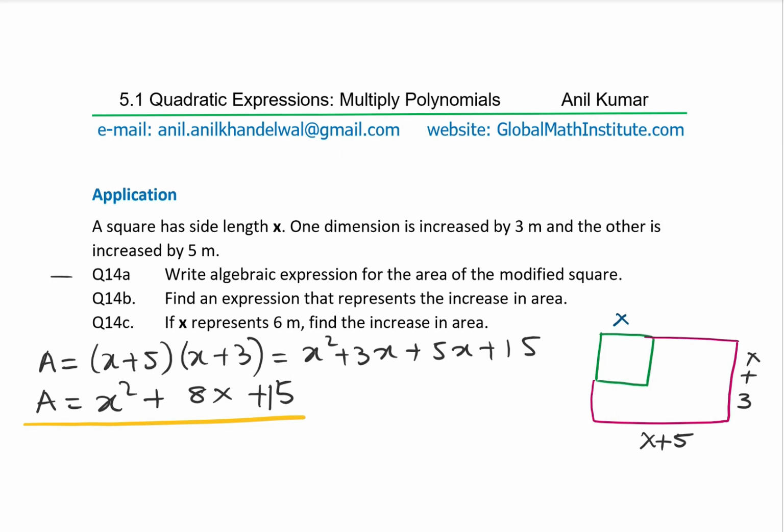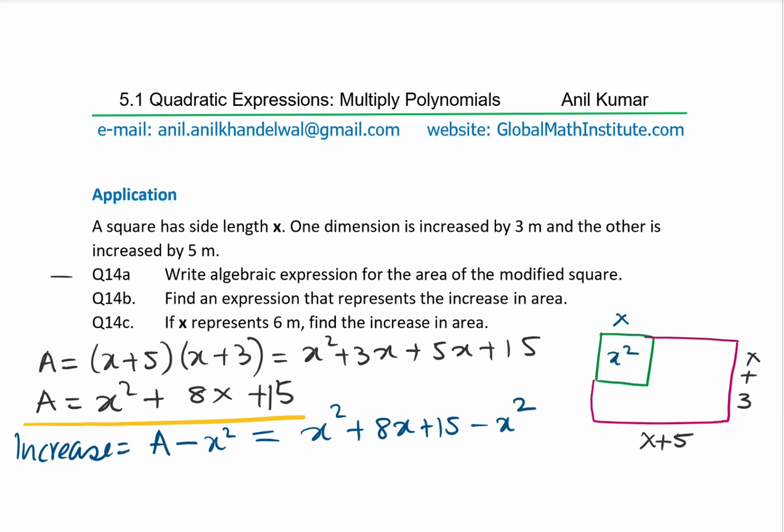Part B is find an expression that represents the increase in area. Now increase means what? Increase means this area, take away the earlier area which was x squared, right? That will be the increase in area. So we can write down this as x squared plus 8x plus 15, take away x squared. And what we get here is x squared and x squared becomes 0. So that cancels. And we have 8x plus 15 as our increased area.